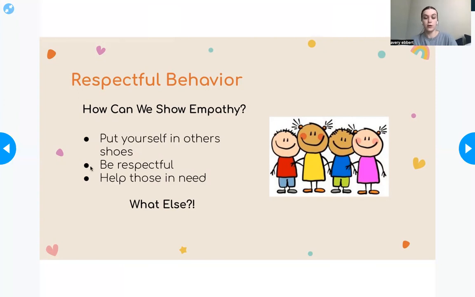You could be respectful. So the respectful behaviors you just watched and learned. You can be respectful to your teachers, your friends, your siblings, all kinds of people. And you can help those in need. It's always good to help those in need. It could be a stranger or it could be someone you know very well. What else could we do? Do you have any ideas?